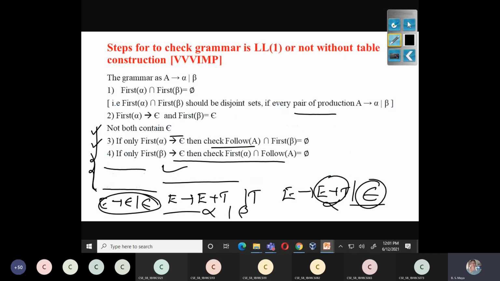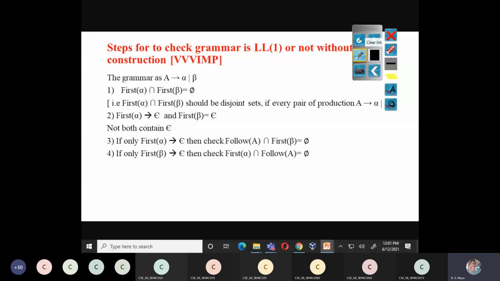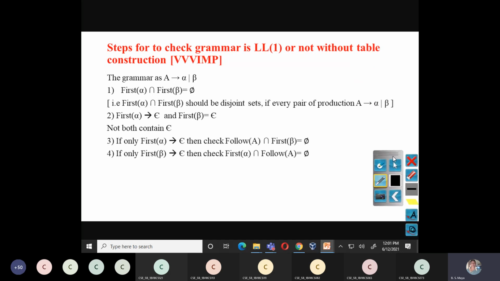Okay, the next one. Now the steps for checking whether the grammar is LL1 or not without using the table. Okay, these are the steps, just copy them. Assume the grammar has two productions, A derives alpha or beta. Only in those conditions can we apply this. There are two alternatives. If there are more than two, sometimes you will still get it, but here it says only two alternatives: A derives alpha or beta.